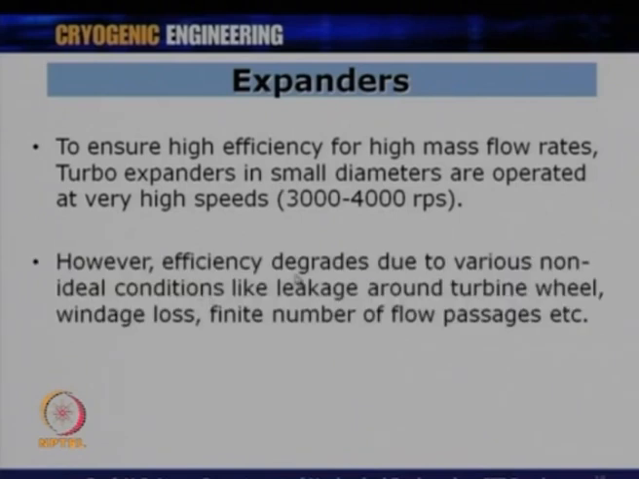However, efficiency degrades due to various non-ideal conditions like leakage around the turbine wheel, windage loss, finite number of flow passages, etc. As a result of all these losses, you will have some expander efficiency which could be of the order of 70% to 75%, or sometimes as high as 80%, and this has to be taken into account while designing the expander.